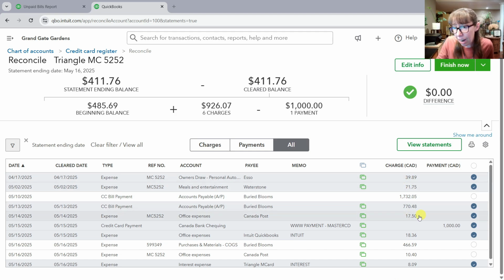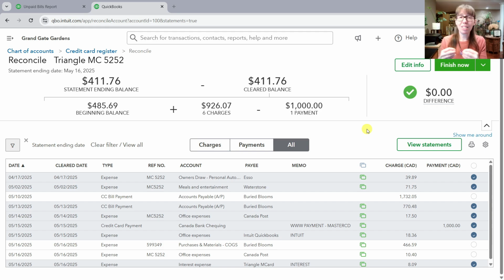But this uncleared item, I am not okay with, right? A credit card payment should happen within a day or two of it being processed. So something's amiss here. We know what it is, right? We know that it's because that credit card payment didn't go through and she sent an e-transfer instead.